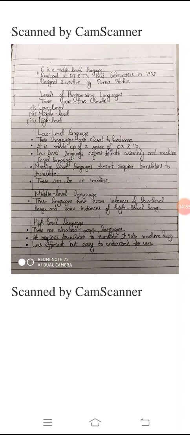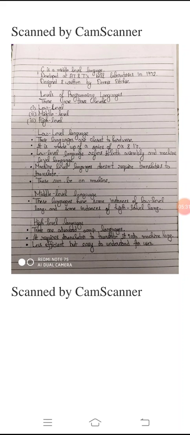So if we talk about C, C is a middle level language, because in a large part of the code of C, C has some instruction part which can directly communicate with the hardware, and C has some instruction part which can easily be understood by the user. Because of these functionalities, C comes under middle level languages.